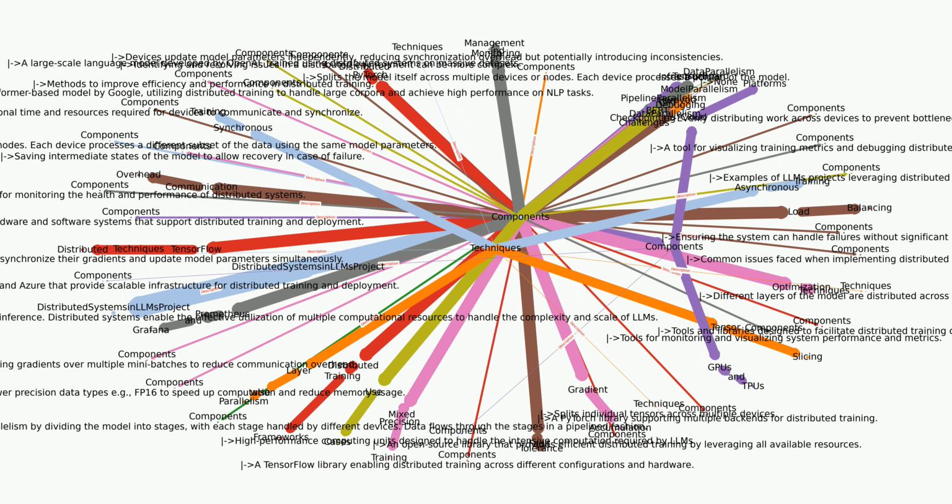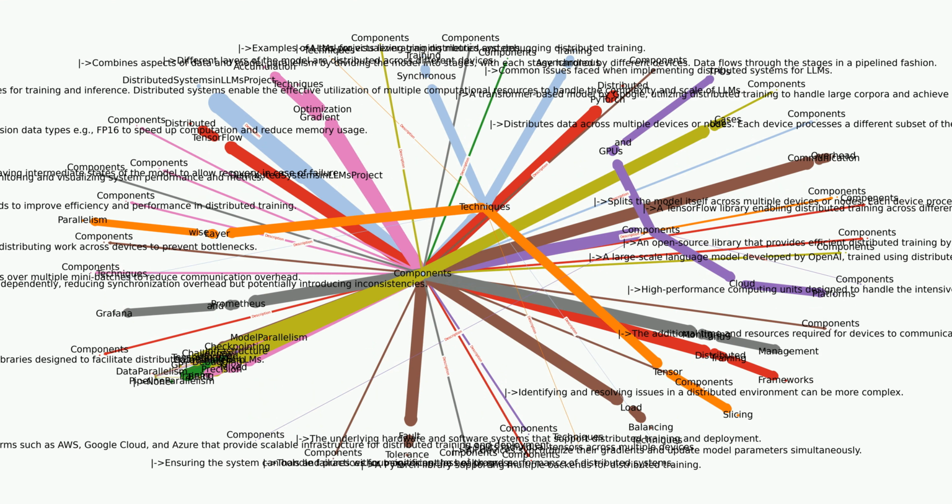Challenges. Description: common issues faced when implementing distributed systems for LLMs. Examples: communication overhead. Description: the additional time and resources required for devices to communicate and synchronize. Fault tolerance. Description: ensuring the system can handle failures without significant loss of progress. Load balancing. Description: evenly distributing work across devices to prevent bottlenecks. Debugging. Description: identifying and resolving issues in a distributed environment can be more complex.